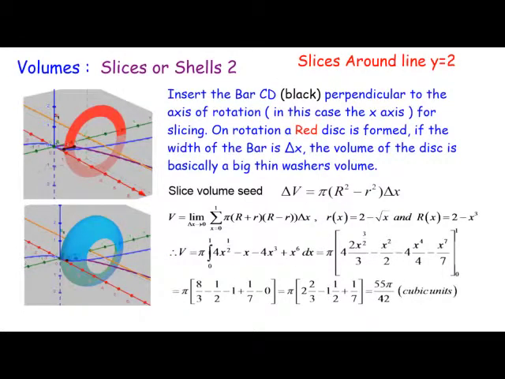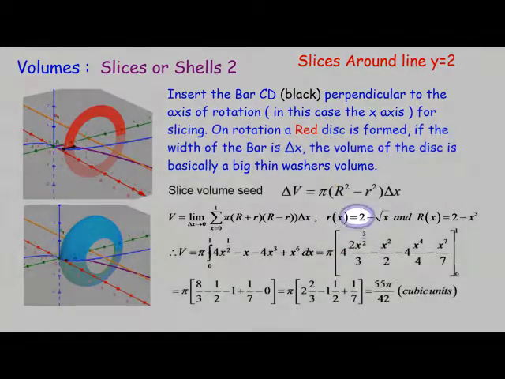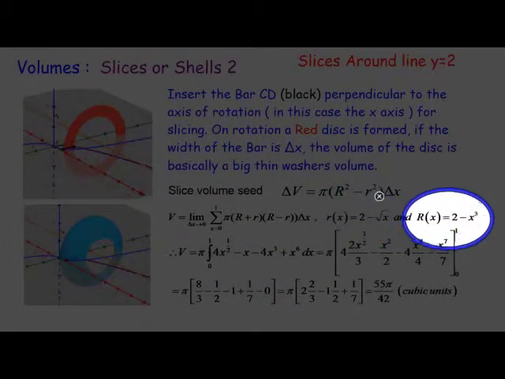Okay, here we go. Again, as I did before, we just put the black bar, which you can see is perpendicular to the x axis. It's going to have a thickness of delta x, and the volume is just the washer formula: pi times big R squared minus little r squared, times the width of the bar, which in this case is delta x. You can see I've done a little bit of algebra, and we need to be careful. We always need to adjust the radii.